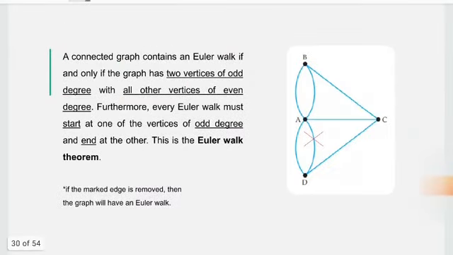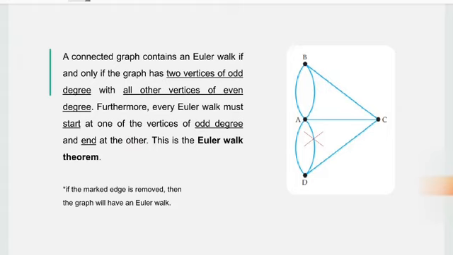A connected graph, this is the theorem that we will follow. We want to check if a graph has an Euler walk if and only if the graph has two vertices of odd degree with all other vertices of even degree. Furthermore, every Euler walk must start at one of the vertices of odd degree and end at the other.